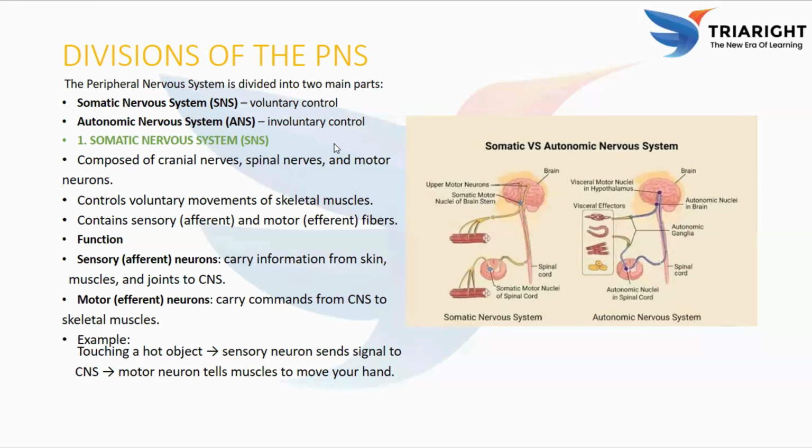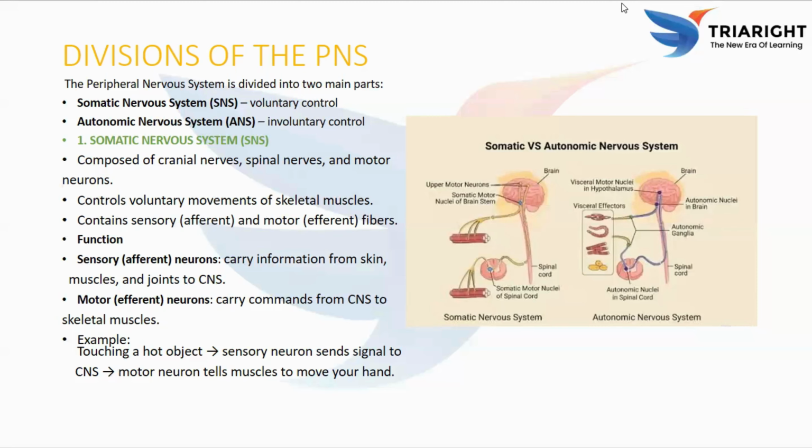So what are the functions of the somatic nervous system? They control the voluntary movements, nothing but movements that you can consciously control. For example, walking, writing, eating. Sensory neurons send information from the skin, muscles and joints to the CNS. What do motor neurons do? They send instructions from the CNS to the skeletal muscles, telling them to move.